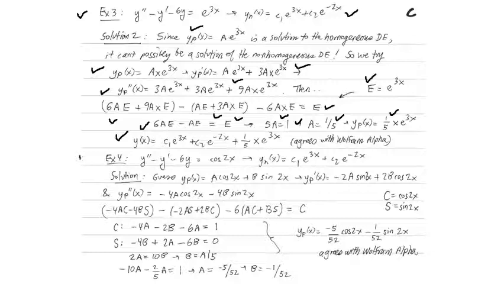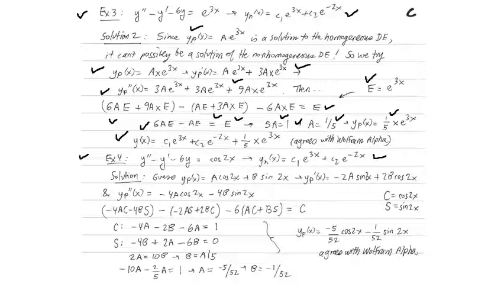In example 4, we have the same left-hand side, so the same homogeneous part. Now we have cosine 2x for our right-hand side. Of course, when you start taking derivatives of cosine terms, you're going to start having sine terms pop up as well.